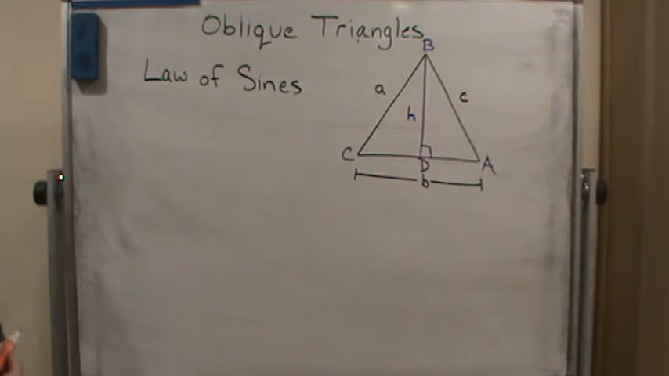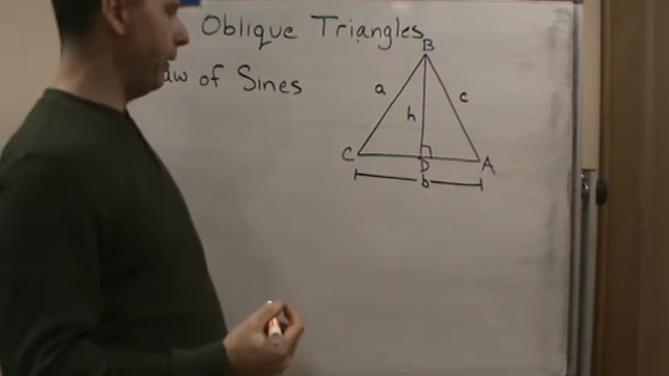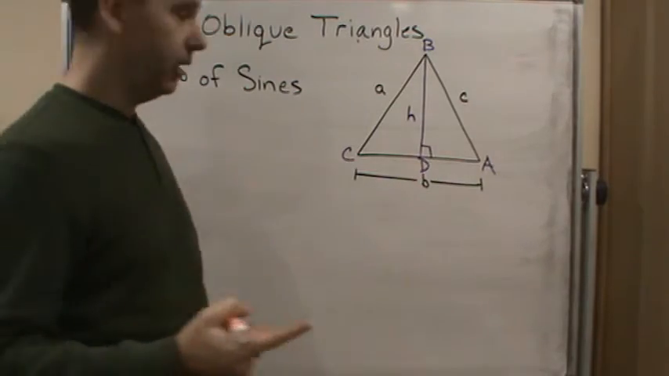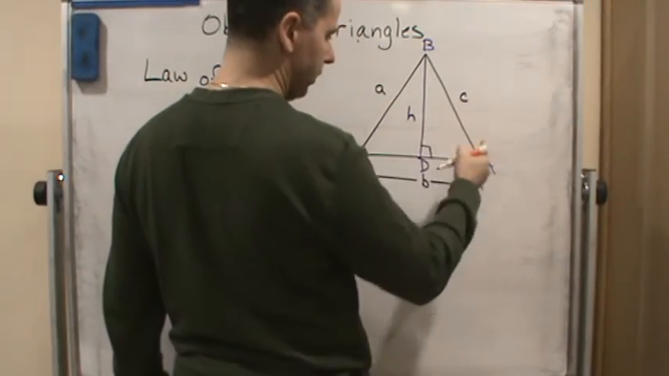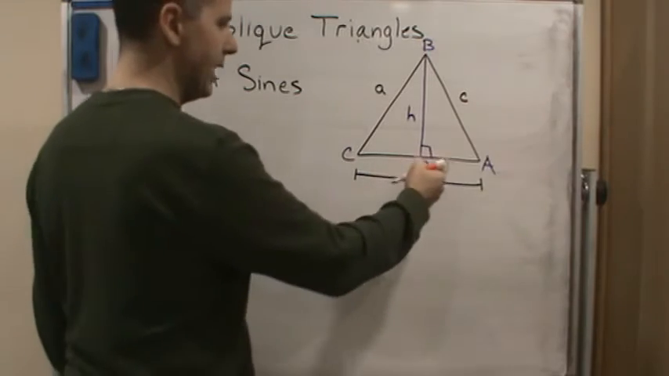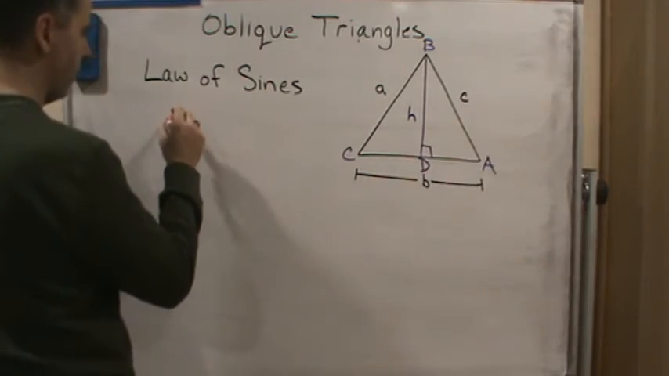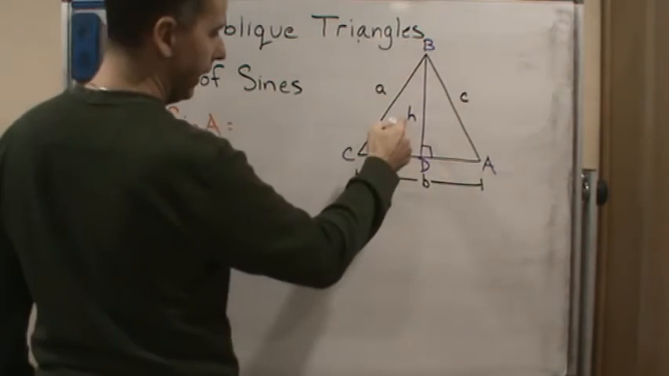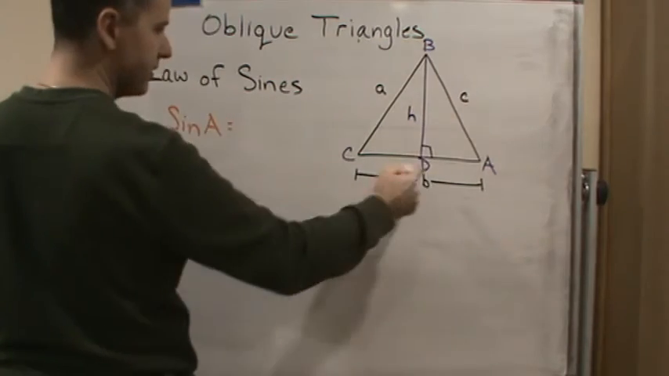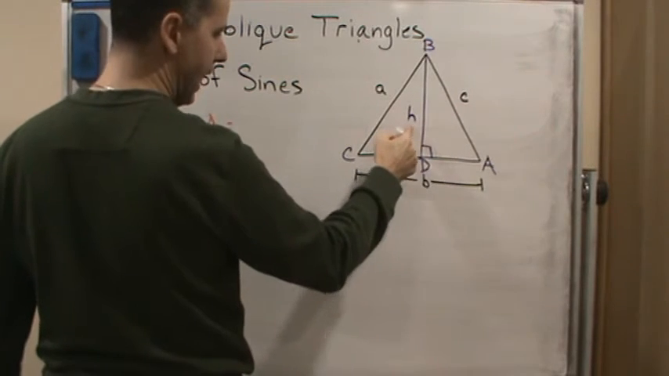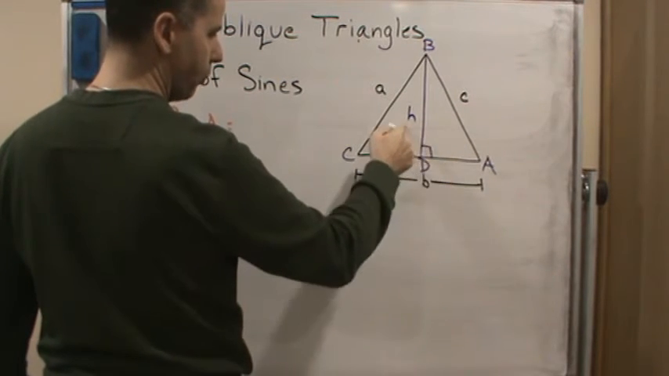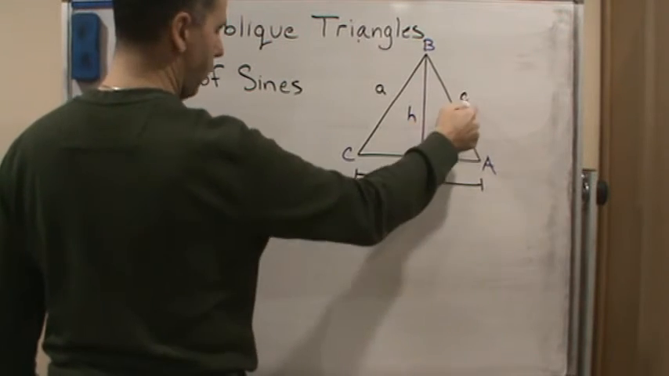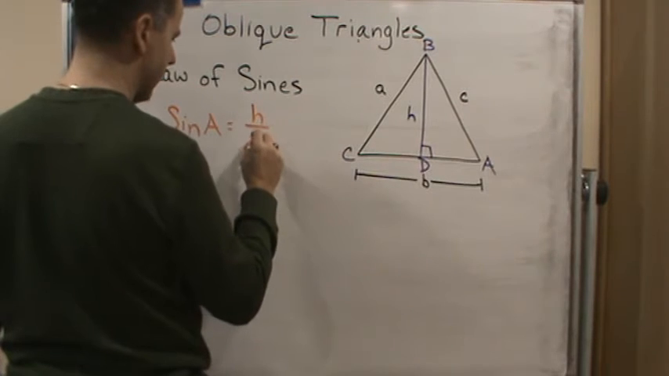Now, what can we say about angle A? What's the sine of angle A? We've got a right triangle, so we can use trigonometric functions. Sine A is equal to H over C. This is a right triangle: there's the hypotenuse, this is the opposite, and this is the adjacent. We're not talking about cosine, so we just care about sine. So H over C.